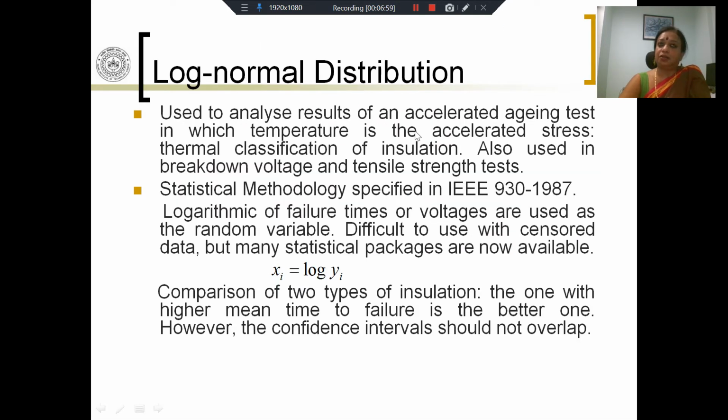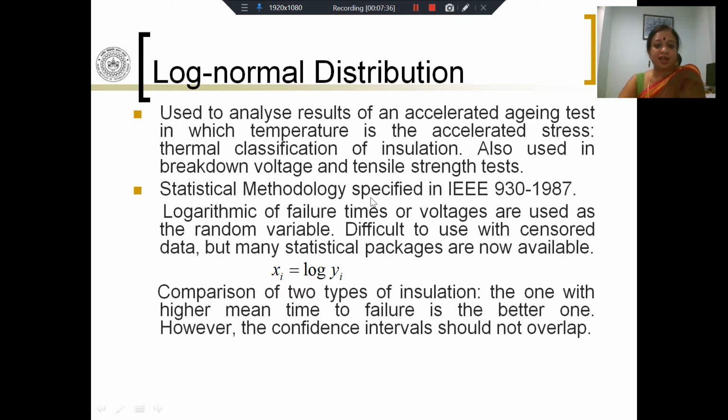Apart from the Weibull distribution, we also work with another extreme value distribution, which is the log normal distribution. The log normal distribution is more often used to analyze results of an accelerated aging test. We are going to discuss accelerated tests subsequently, while we are talking about testing and evaluation. Right now I'm not going to talk about accelerated aging tests. I'll come to that later, but log normal distributions are also used for breakdown voltage tests and tensile strength tests. Again, both of these are weakest-link phenomena.